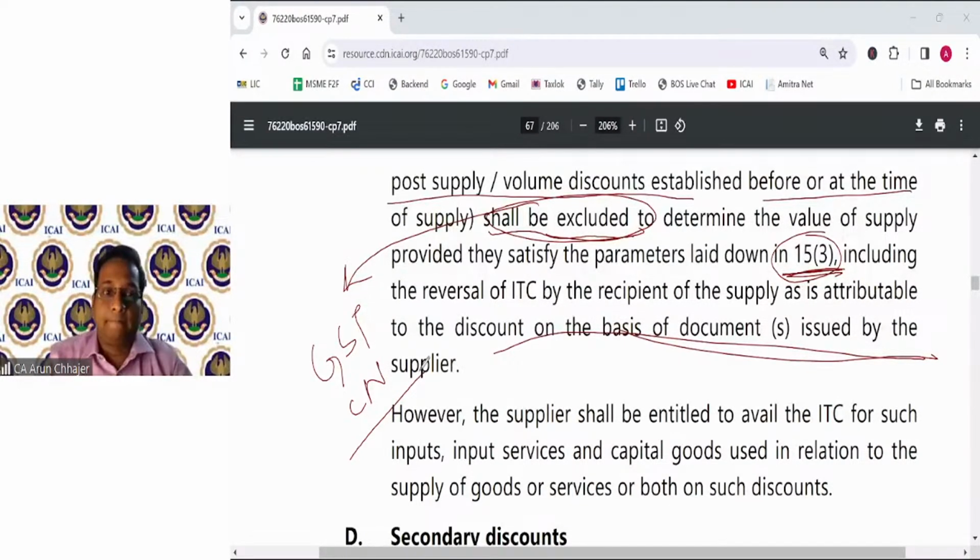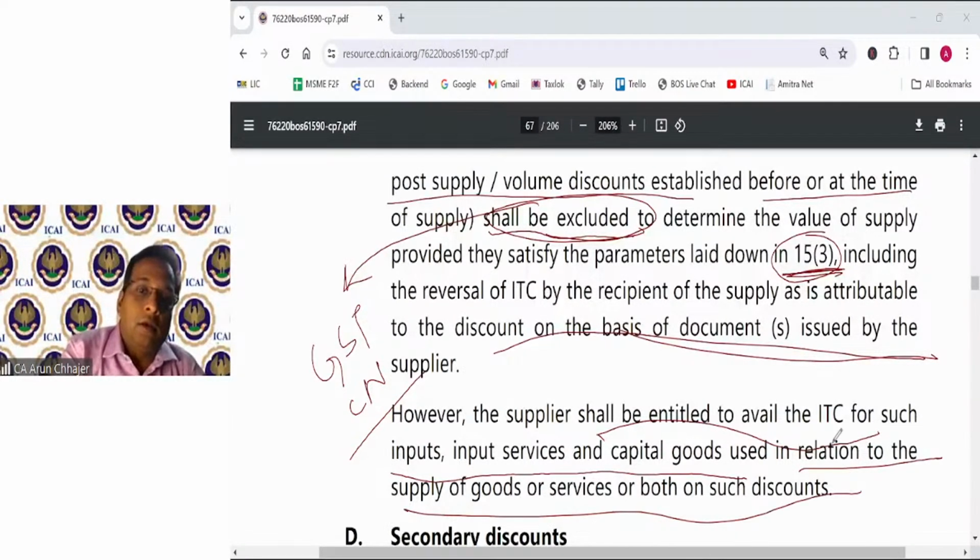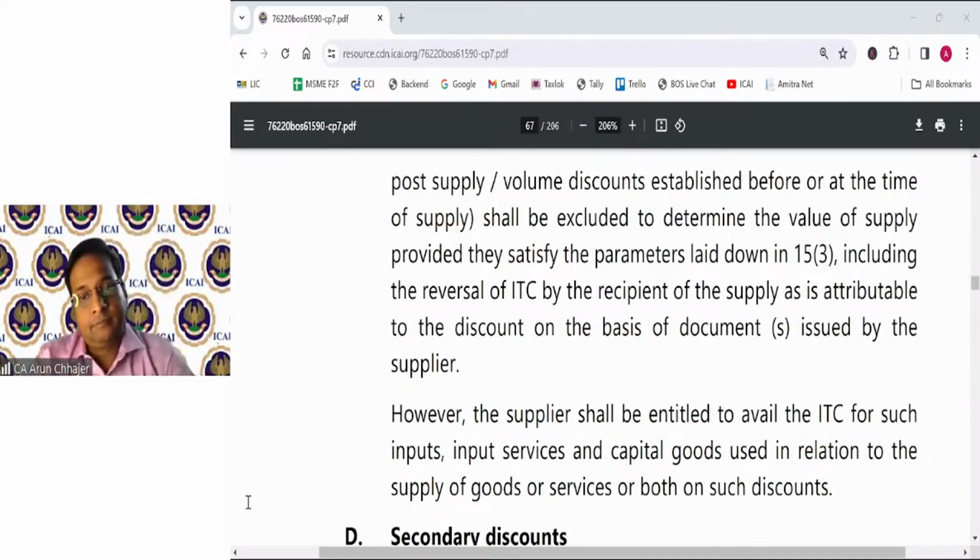Clear? However, the supplier shall be entitled to avail the ITC for such input service and capital goods used in relation to the supply of goods or services on such discount.